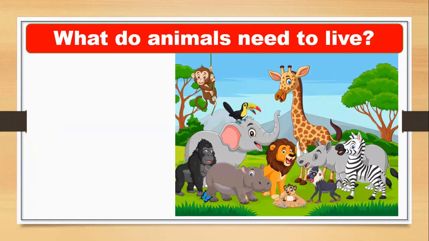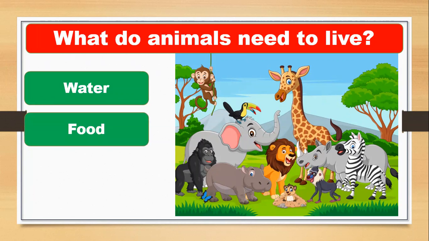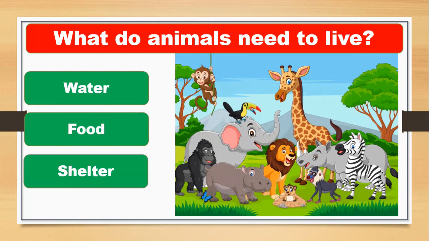So yesterday we talked about what animals need to live. What do animals need to live? Animals need water, food, and shelter, a house. So these are the three important things for animals: water, food, and shelter.